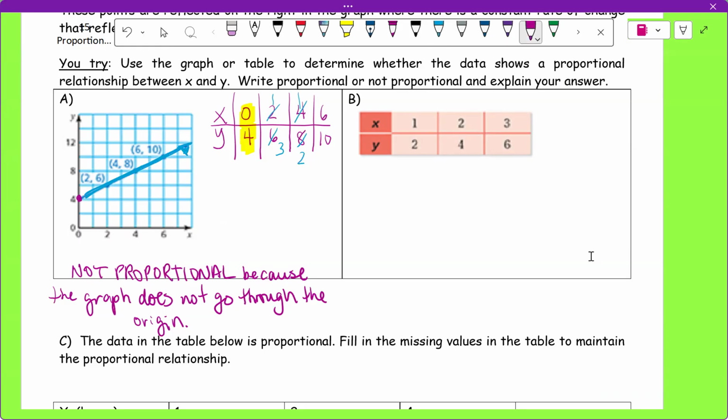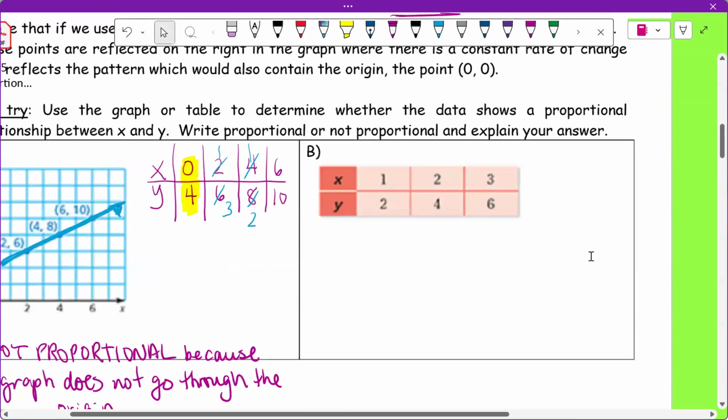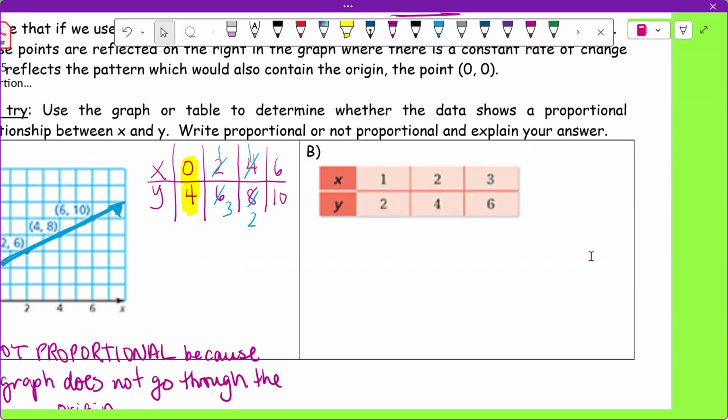So let's take a look at B. Here I'm looking, okay, I have my table. It doesn't have that 0, 0 in my data set, so I have to determine it. I might start by looking, is there a constant rate of change? I see this is increasing by 1, this is increasing by 1, this is increasing by 2, this is increasing by 2. That sure looks like a constant rate of change to me. So it has a constant rate of change.